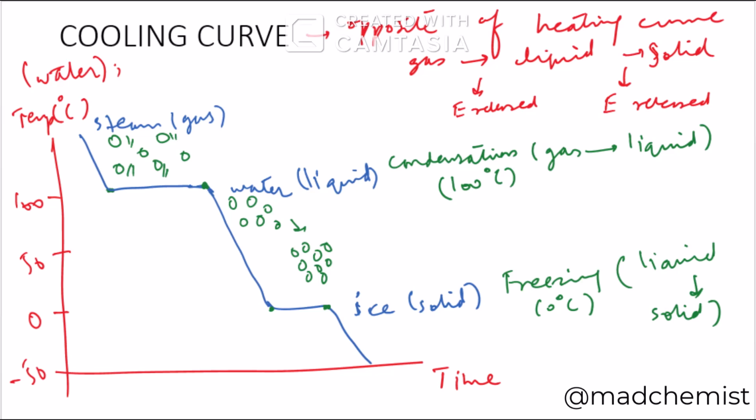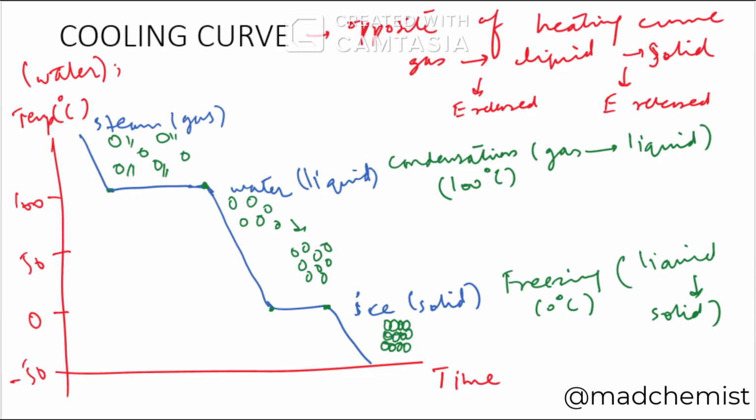And when the temperature of 0 Celsius is achieved, these particles move even closer to each other, and they have fixed positions with no spacing. So this is how the particle arrangement and movement change when moving from 100 Celsius to 0 Celsius, from gaseous water to solid water, from steam to ice. So this is called a cooling curve.